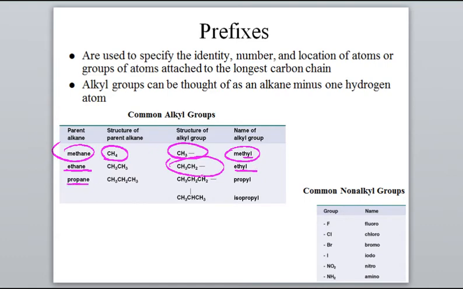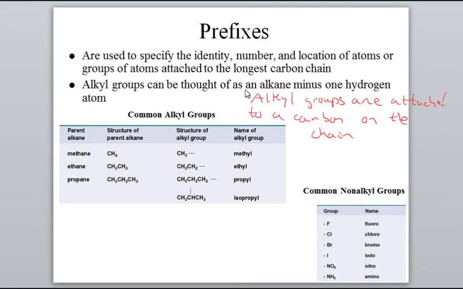If there's 3 carbons, it's called propyl. And the propyl structure could be an end carbon, like what's shown here, attached to the chain, or it could be the middle carbon attached to the chain. If it's an end carbon, it's called propyl. If it's the middle one, it's called isopropyl. So what I just wrote here, these alkyl groups, and just accept that they're called alkyl groups, they're attached to a carbon that's part of the chain. So again, that bond right here, that's attaching to a carbon that's part of the chain.